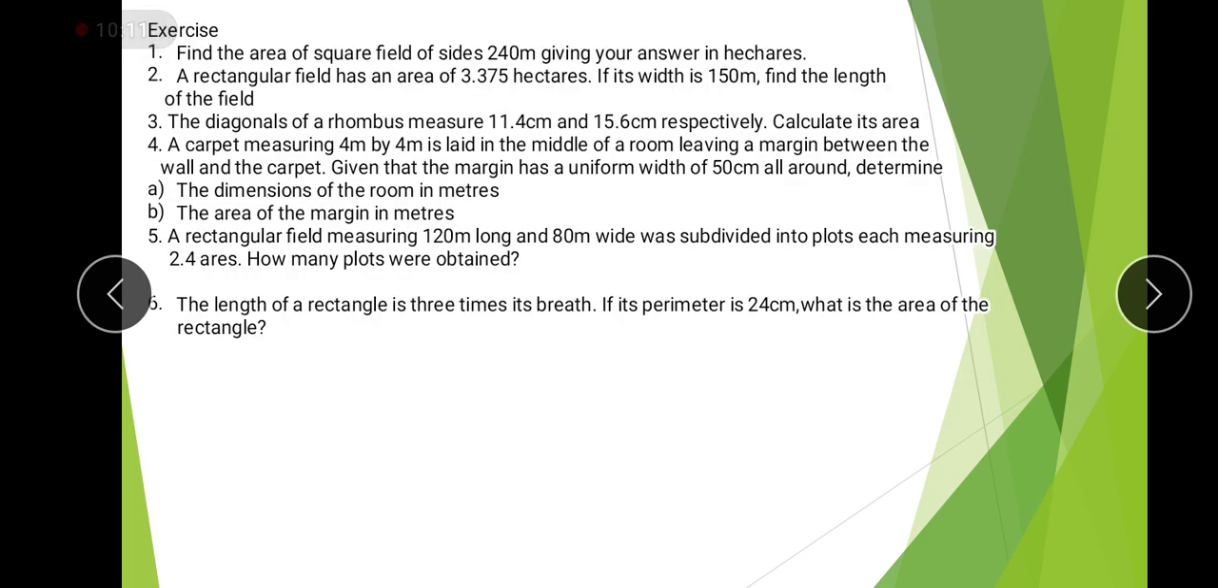Now here is the exercise. I want you to do the following exercise. There are just 6 questions.